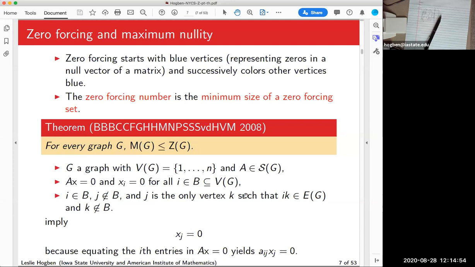Then to get the upper bound, you use some linear algebra that basically says you can't predetermine too many zeros in a null vector if you're able to do that in a non-zero null vector. And that's what gets you the upper bound.